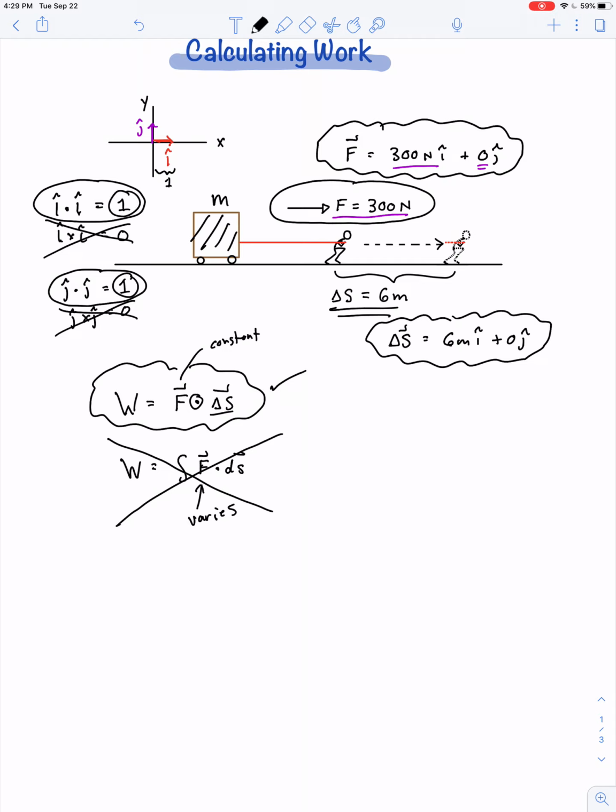So we need to take the dot product of the force and the displacement. So in this case, it means the work is equal to 300 newtons i hat plus 0 j hat, and we need to take the dot product of that with 6 meters i hat plus 0 j hat. Now let me give you a couple more rules. i hat dot j hat is equal to 0, and likewise, j hat dot i hat is equal to 0.